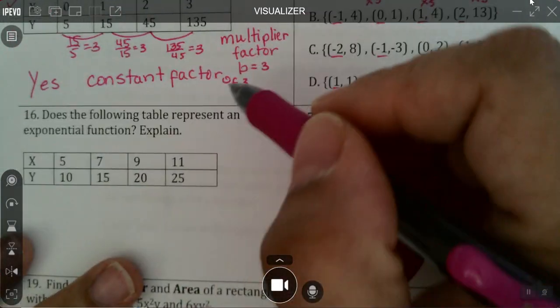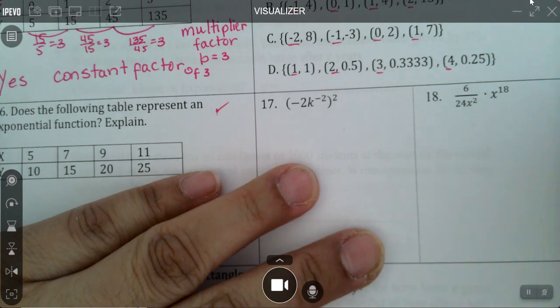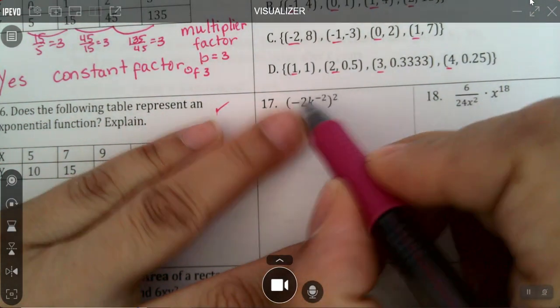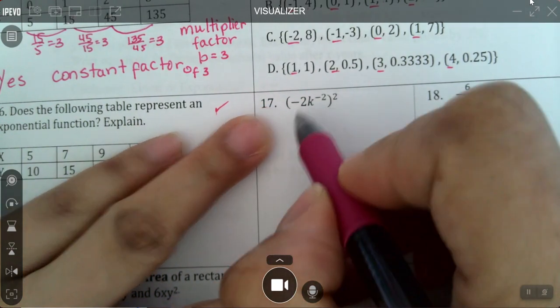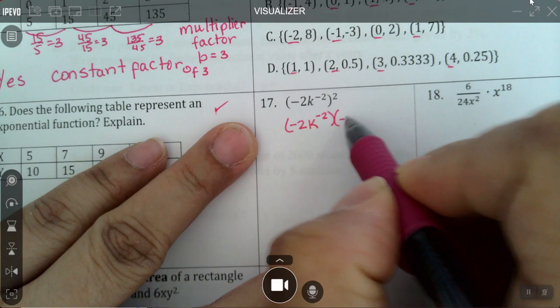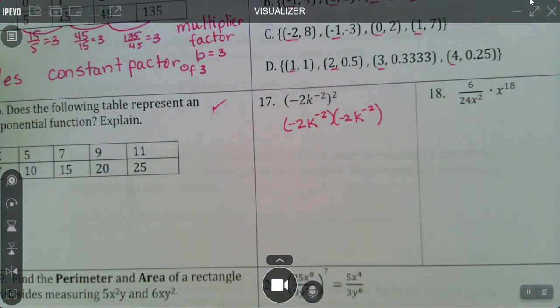All right. This one you should know how to do. Number 17. Math. Please learn math. Here we go. This literally means negative 2k to the negative 2 times negative 2k to the negative 2. Anything squared is the number multiplied by itself. Clear? So does anybody know what negative 2 times negative 2 is? Positive 4.